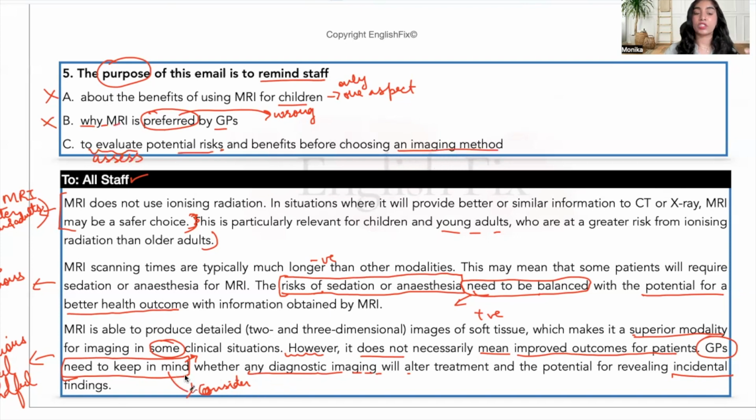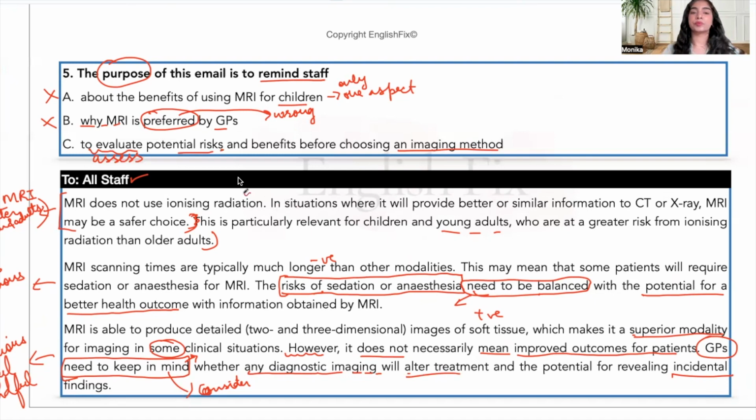So need to keep in mind whether any diagnostic imaging will change the treatment, the potential for revealing incidental findings. So that's what they are saying, that before you choose any imaging method, please assess the benefits that it will have. Obviously, they are referring to the benefits for the patient. That's what I understood from the paragraph. And the potential risks they're talking about are the ones which the imaging device is actually associated with, right? So that's what they have talked about.